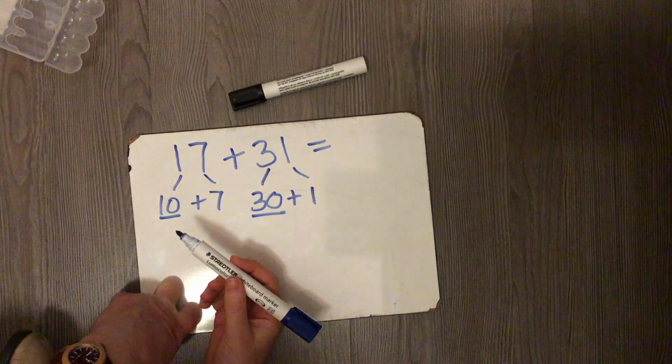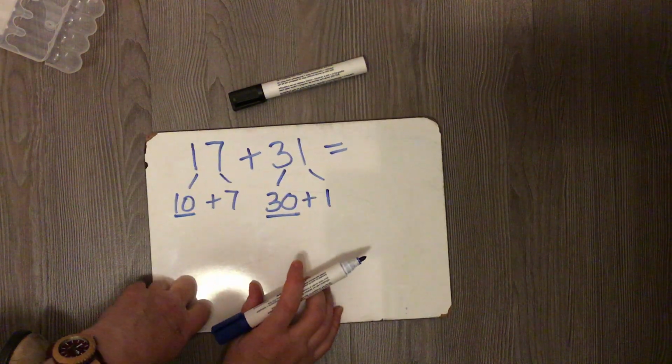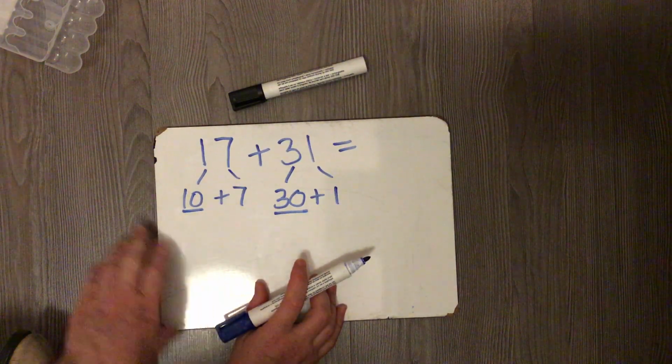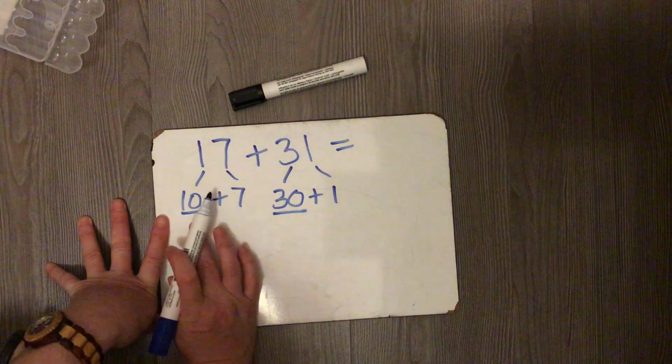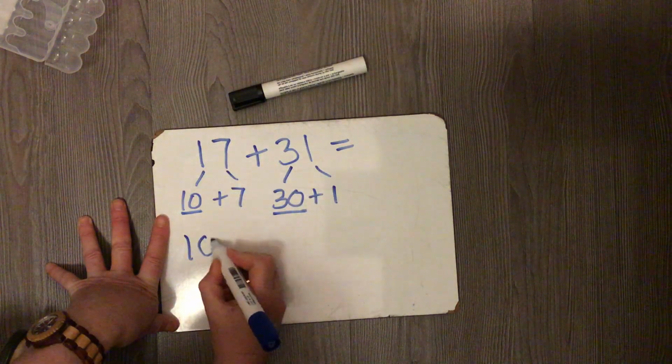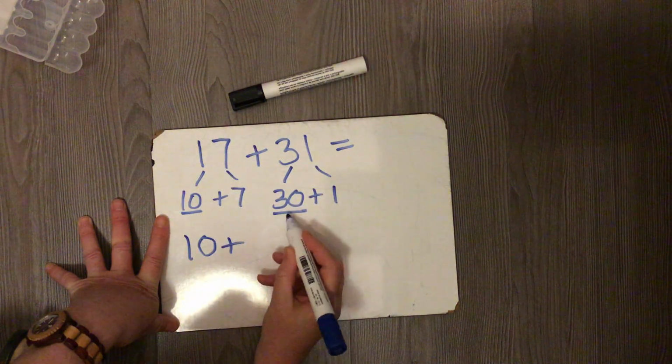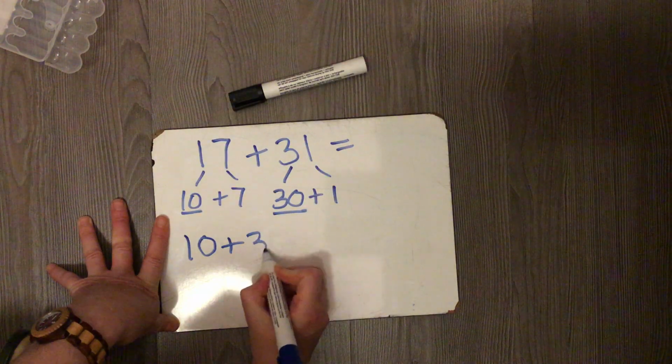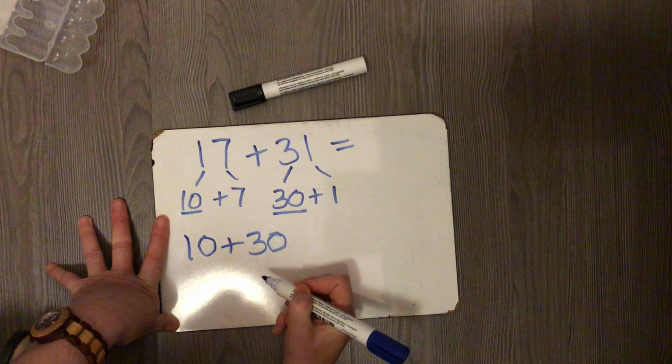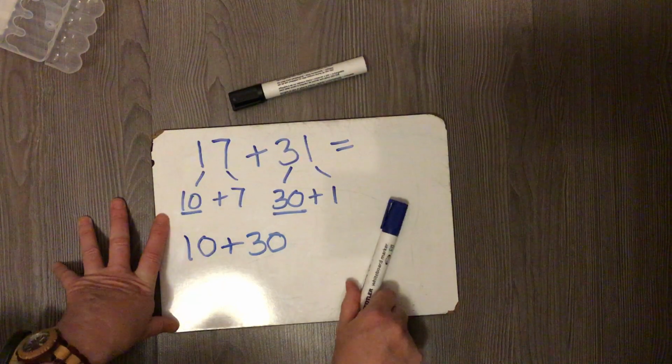So what do I need to do next? I need to add my tens together. That's where I started to put that there. So what are my tens? I just have one 10 here, plus, all right, so what is 10 plus 30?